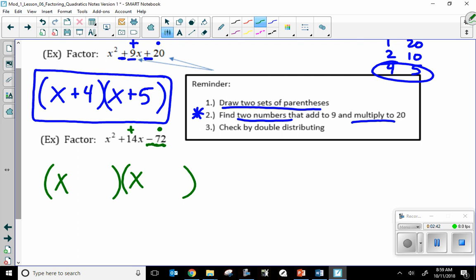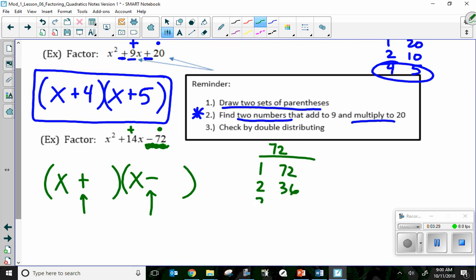Here's the thing, in order to get a product, in order to get an answer to a multiplication problem that's negative, I need to multiply a positive times a negative, all right? And those two numbers, my positive value and my negative value, should add to 14. Now, people will list values and try and figure it out that way, but for me, what's easiest to do is if my signs are different, I look at it this way. What multiplies of 72 that's different by 14, right?